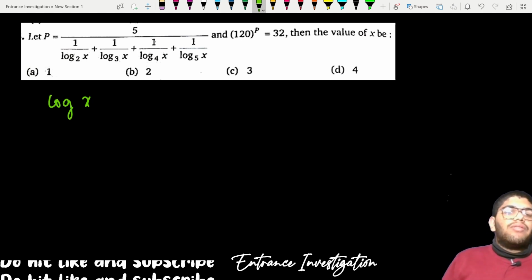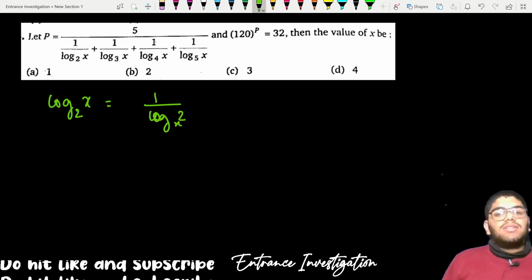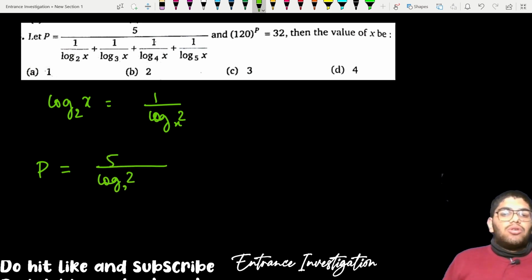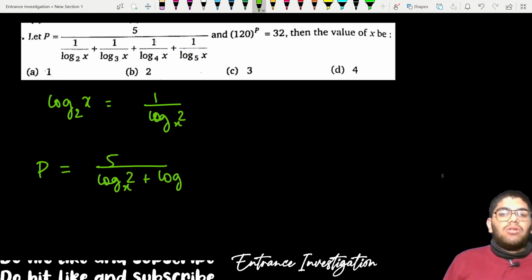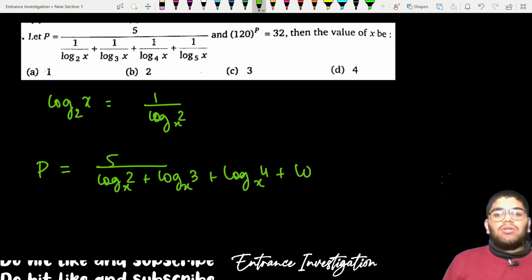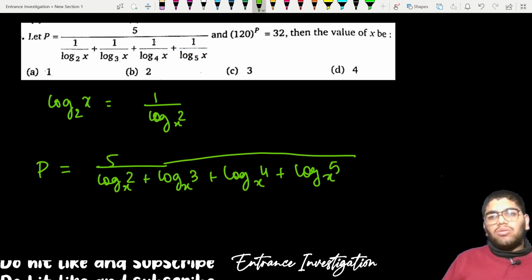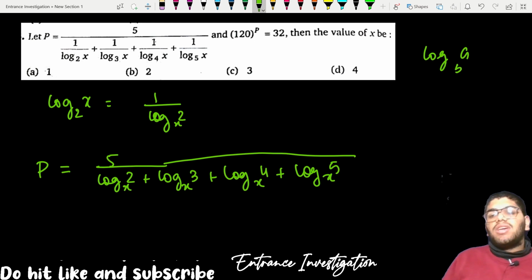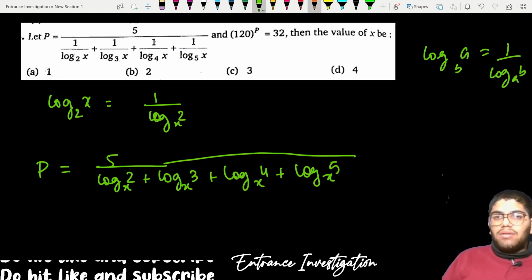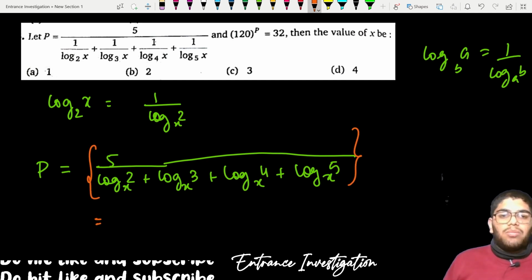See, log of x base 2 you can write as 1 over log of 2 base x. Okay, so the value of p will come as 5 upon log of 2 base x plus log of 3 base x plus log of 4 base x plus log of 5 base x. So this follows from the previous result, that log of a base b can be written as 1 over log of b base a. So this is fairly simple, and I guess there's no problem in this.